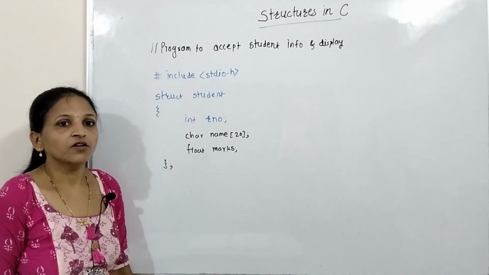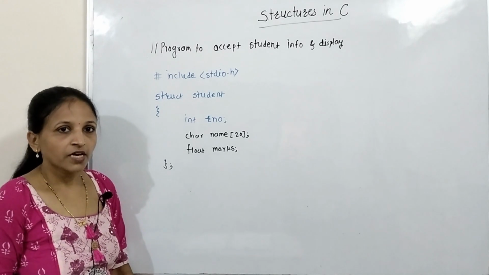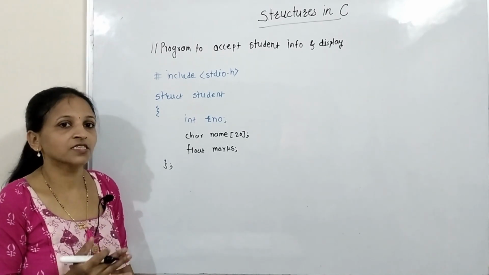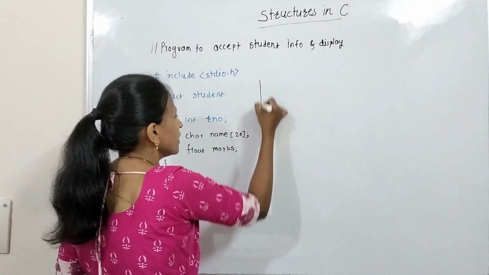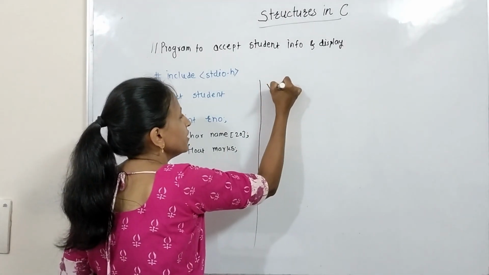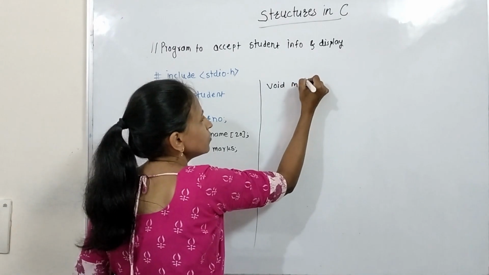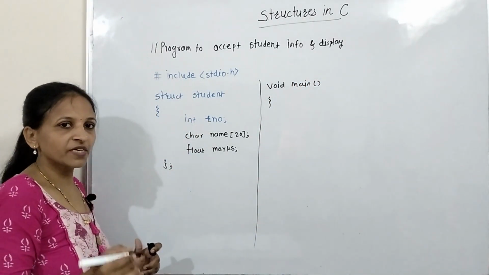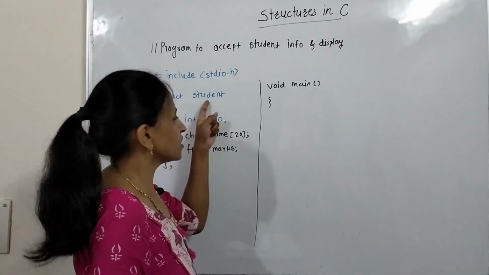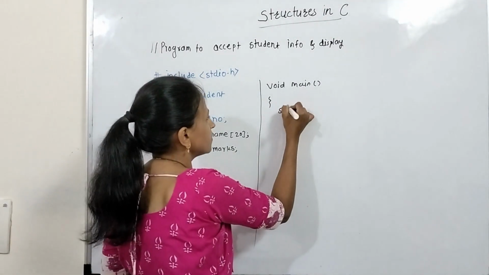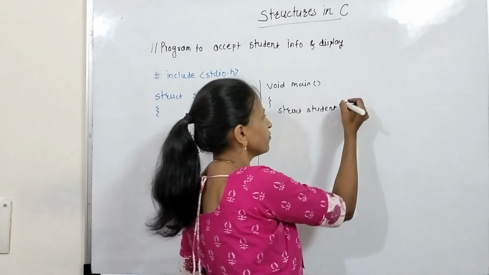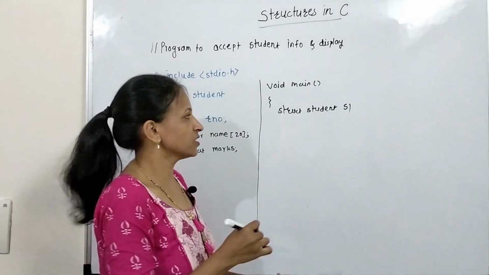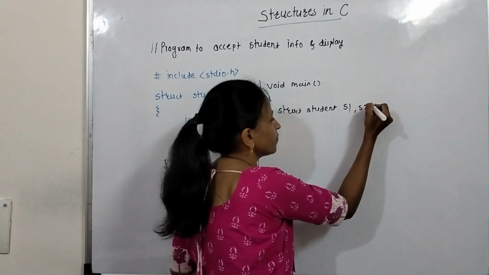Now in main we will create variables, and then we can store data about those students and display it. How? See, we will write here void main. Now how to create a structure variable? Just like a normal variable of any basic data type. Here the data type is struct student. For representing one student I am creating variable s1, in the same way s2.